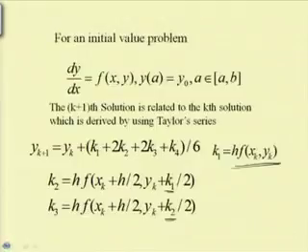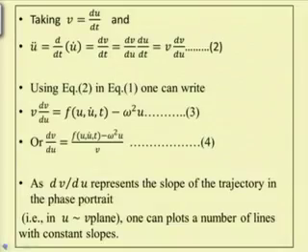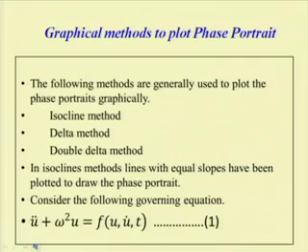So, there are several methods. One method is the method of isocline, the second method is the delta method, then we can have the modified delta method, and the double delta method. In today's class we will see this isocline method, and then we will study the straightforward expansion method.